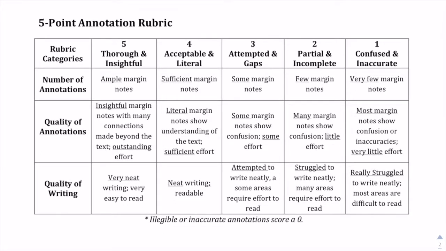Here's just a simple rubric that kind of gives us insight into what our goal is. We want to be a 5. So for the number of annotations, we want ample margin notes, and we'll see what that looks like. So a lot of notes on the side. Quality of the annotations, okay, they should be insightful and make connections. And the quality of writing should be neat so that when we come back we can read it.